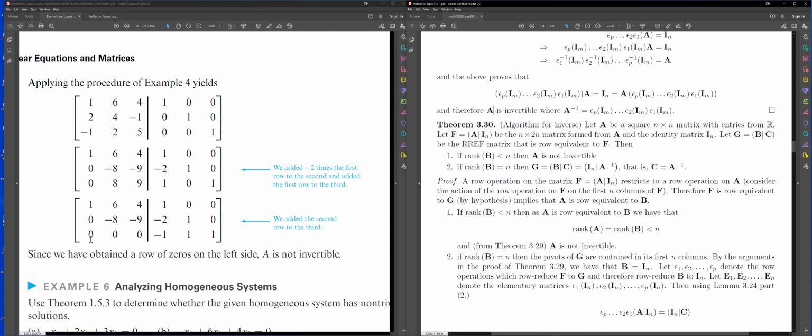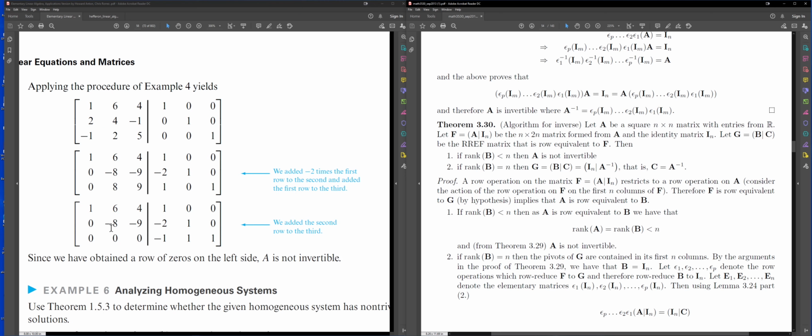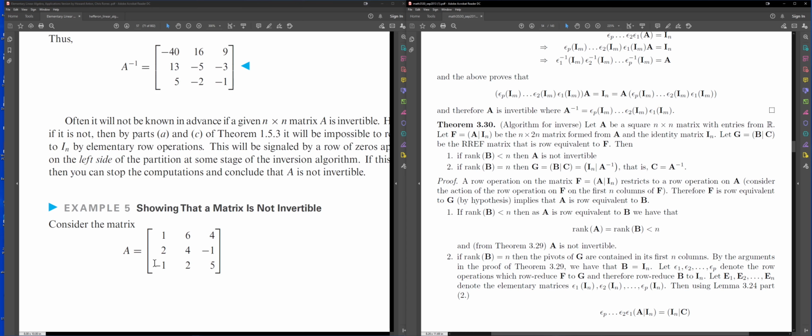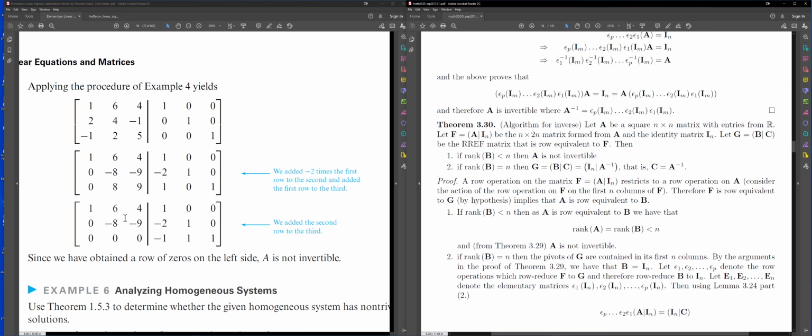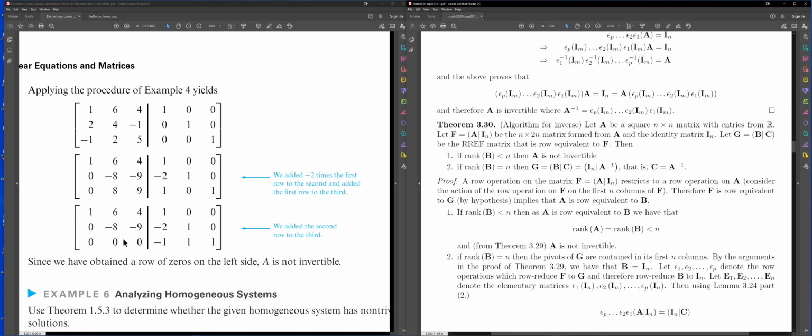Okay, so over here, I end up on this left-hand side with a row of zeros. And once I end up with a row of zeros on the left-hand side, that in fact tells me that the rank of this matrix A is less than the size of the matrix. So the rank of this matrix A is equal to 2, which is less than 3. So this matrix A, by definition, is singular, and because it's a singular matrix, it's not going to be invertible. So that's one way to see that your matrix A is not invertible.